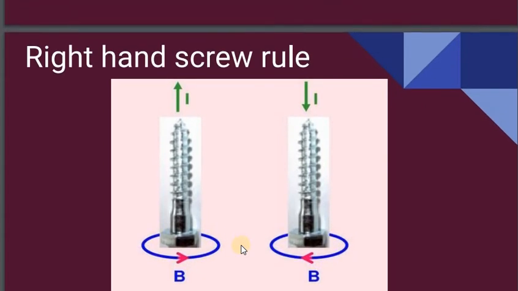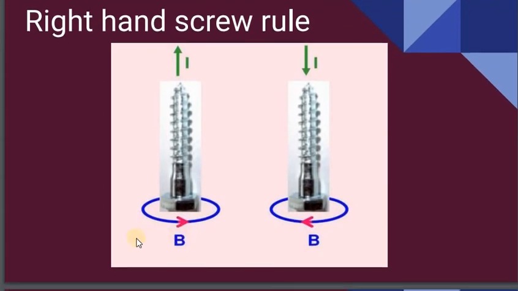Now we'll see right hand screw rule. If you want to screw, you move the screw in the clockwise direction. And if you unscrew, you move the screw in the anti-clockwise direction. Now, if the current is moving in the forward direction, the magnetic field around it will be in the clockwise direction. And if the current is moving in the backward direction, the magnetic field around it will be in the anti-clockwise direction.